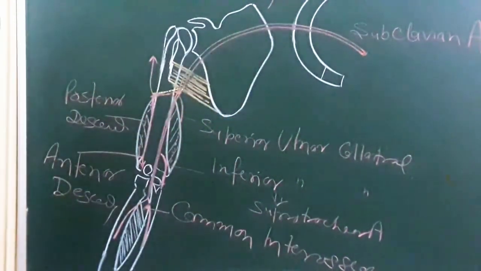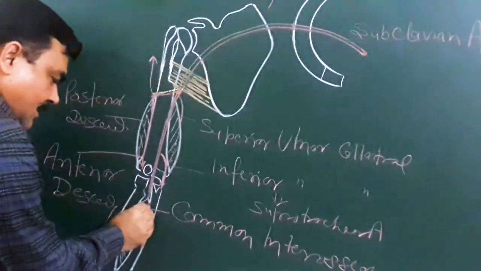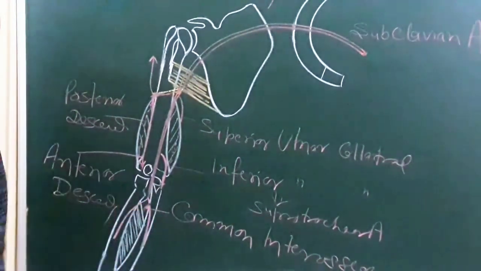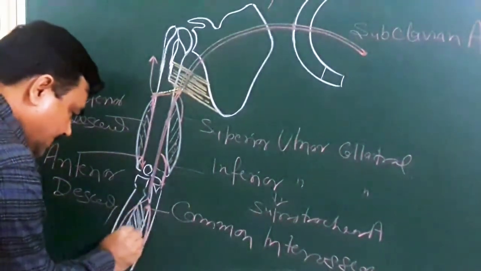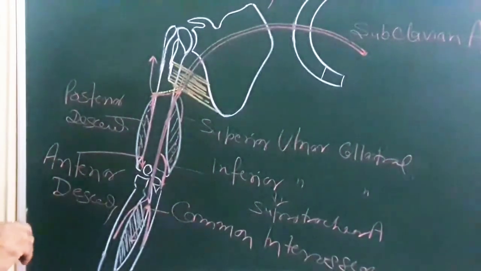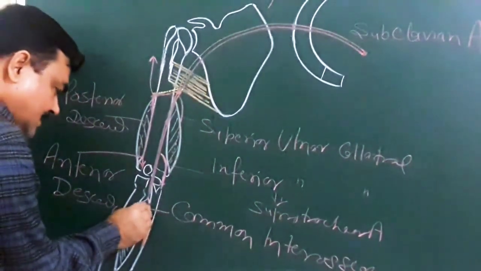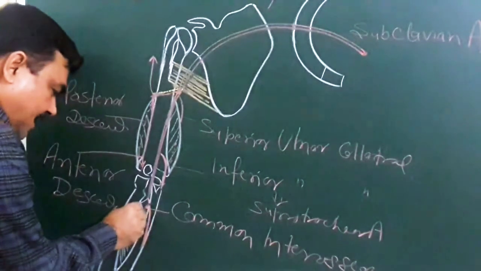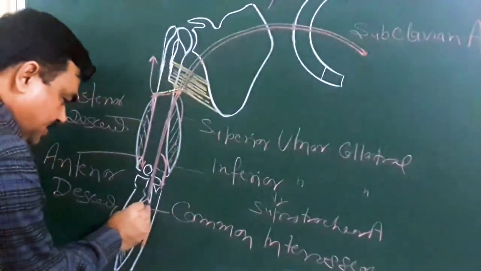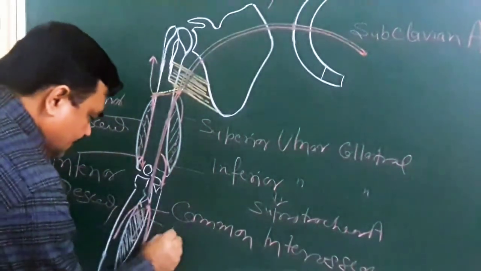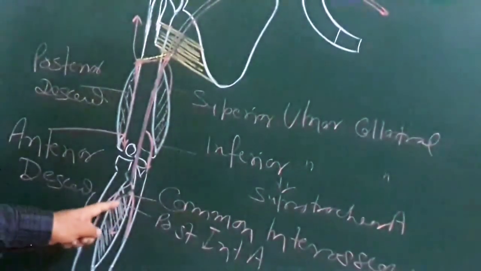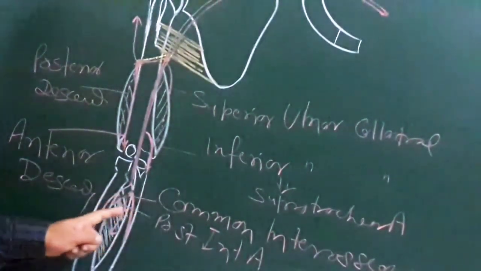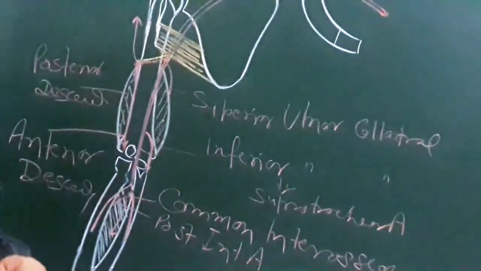This common interosseous artery divides and gives two branches. One branch lies anterior to the interosseous membrane, this is the anterior interosseous artery, and one lies behind it, that is the posterior interosseous artery. So the common interosseous divides and gives the anterior and posterior interosseous arteries.